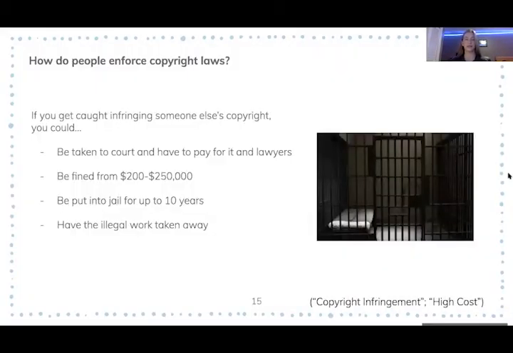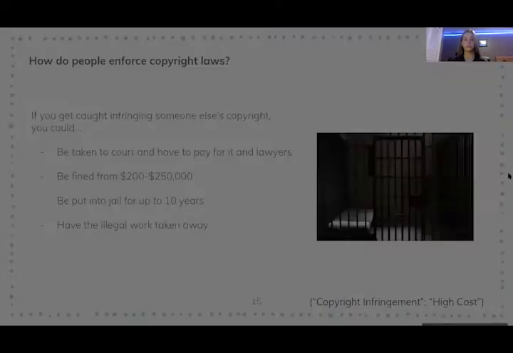How do people enforce copyright laws? If you get caught infringing somebody else's copyright, you could be taken to court and have to pay for the court and the lawyers. You could be fined from $200 to $250,000. You can be put into jail for up to 10 years if you have infringed before, and you could have the illegal work taken away from you.